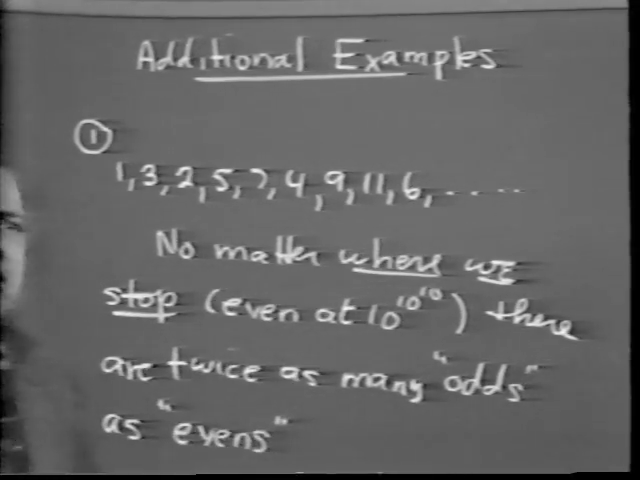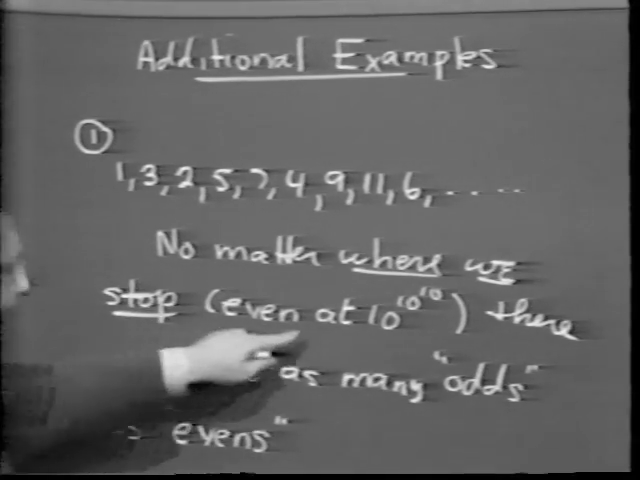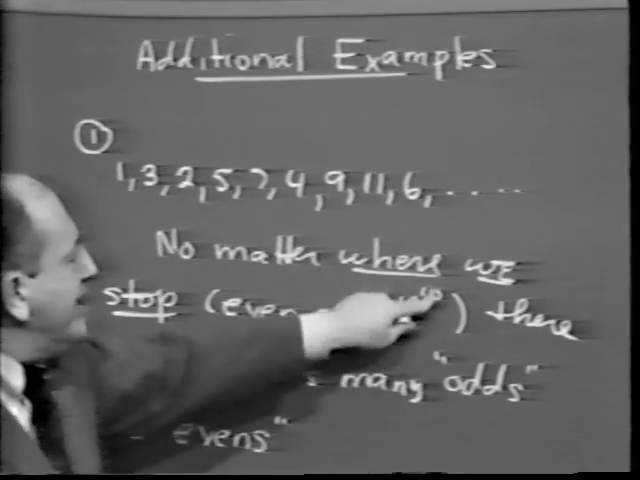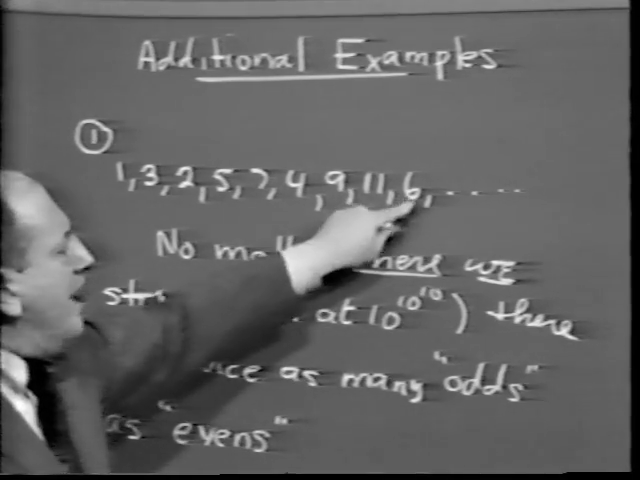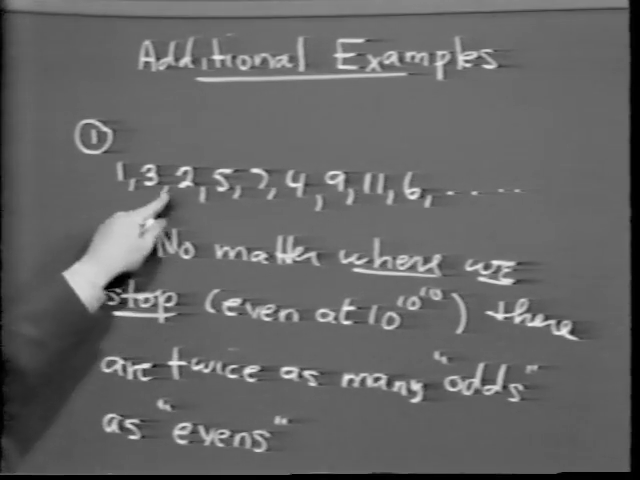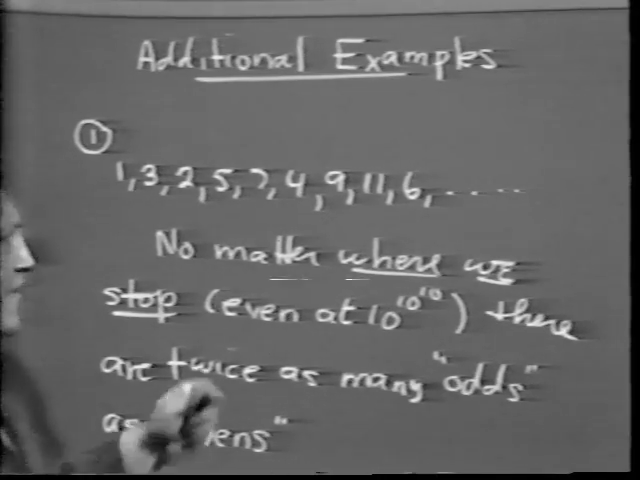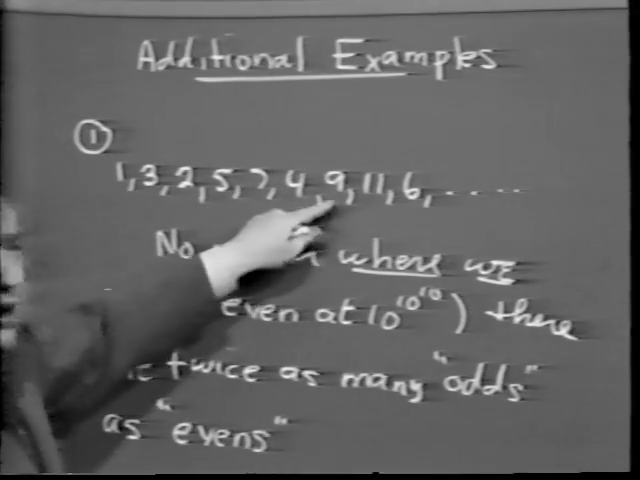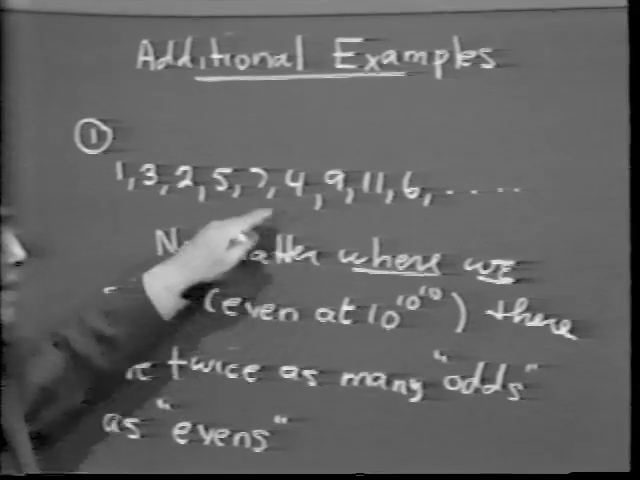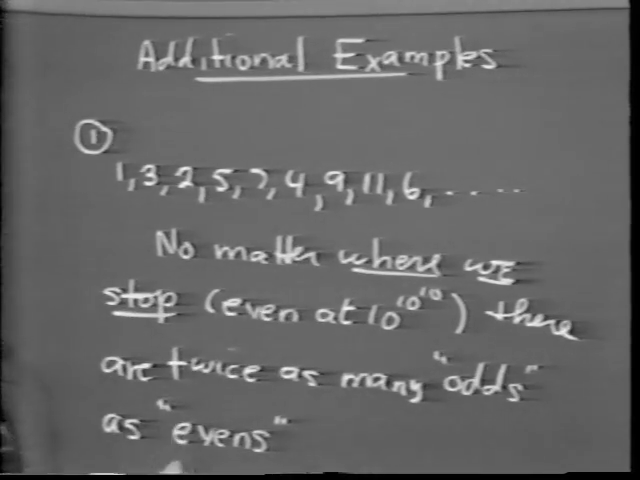And go on like this as long as you want, and no matter where we stop, even if we go to the 10 to the 10 to the 10th term, no matter what even number we stop at, there will always be twice as many odd numbers written on the board as there would be even numbers. In other words, even though in the long run, in terms of the infinity of each, there are as many odds and evens, if we stop this process at any finite time, no matter how far out, there will always be twice as many odds as there are evens.